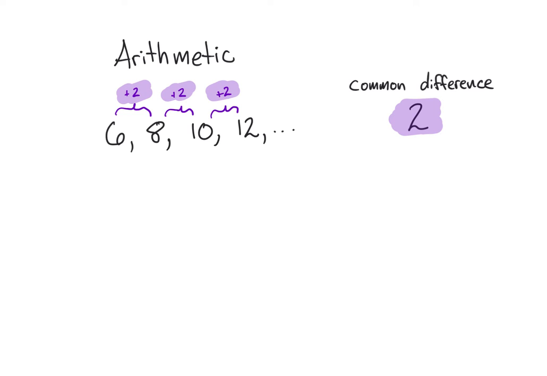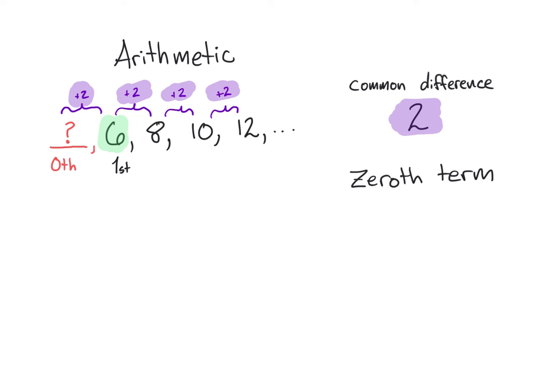Next, I need to find the 0th term. All sequences start with the first term unless otherwise specified. So to find the 0th term, I can go to the first term and use my common difference to figure out what would come before the first term. Since my common difference is 2 and my first term is 6, the 0th term must be 2 less than 6, which is 4. Okay, so I have my common difference and I have my 0th term.